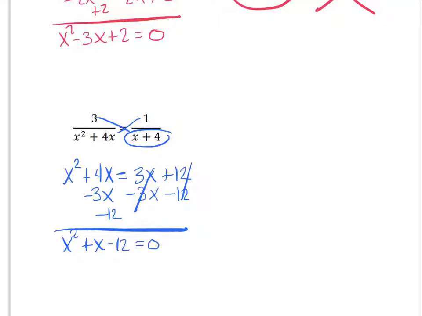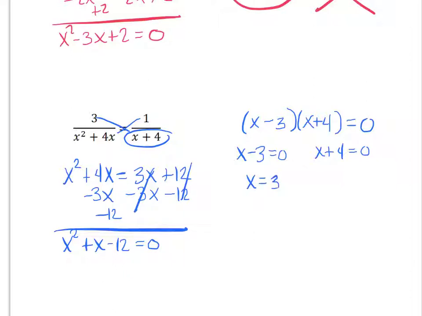Okay, now I'm looking at double bubble. So if you want to use a box, great. If not, that's fine too, as long as you know what you're doing. 3 times 4 gives me 12. It'll be a minus 3 and a plus 4. So now I take each bubble and set it equal to 0 and solve. So I add 3, x equals 3. I subtract 4, x equals negative 4.